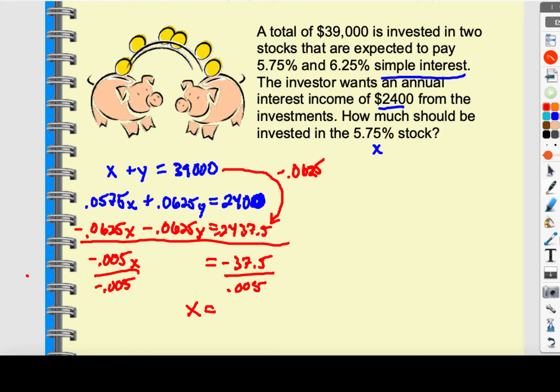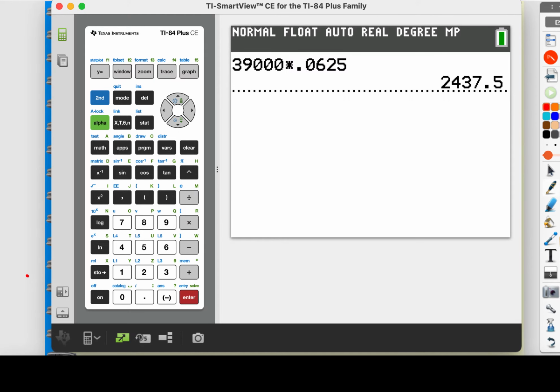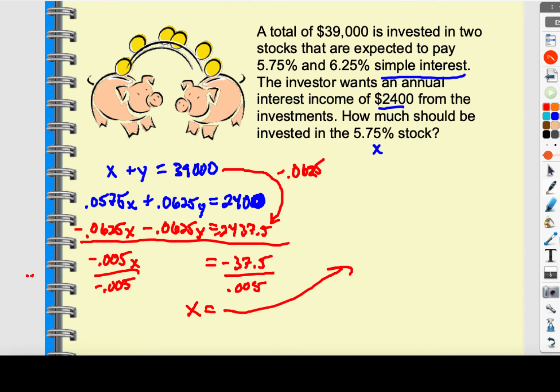And we'll find out that x equals, and I'm just going to go ahead and write my number over here. So negative 37.5. Negative 37.5. Let's make sure we use the negative and not the minus sign, right? Divided by negative 0.005. And we get an answer of $7,500. Little writing error there. $7,500.